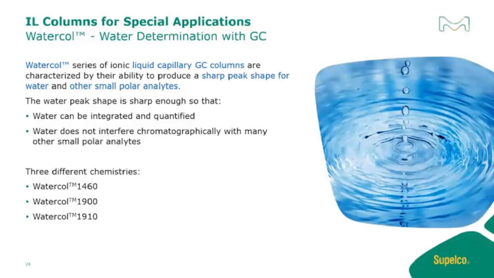So we offer three different chemistries, or have offered three different chemistries. Right now, the only one that's commercialized is the Watercol 1910. And just to give you some background on what these numbers mean, what we've done is we determined the Kovats retention index value of water at 100 degrees C on each of these three particular stationary phases. So for the Watercol 1460 at 100 degrees C, water will elute after a C14 alkane. On the Watercol 1900, very close to the C19 alkane, and then on Watercol 1910, it actually elutes after the C19 alkane.